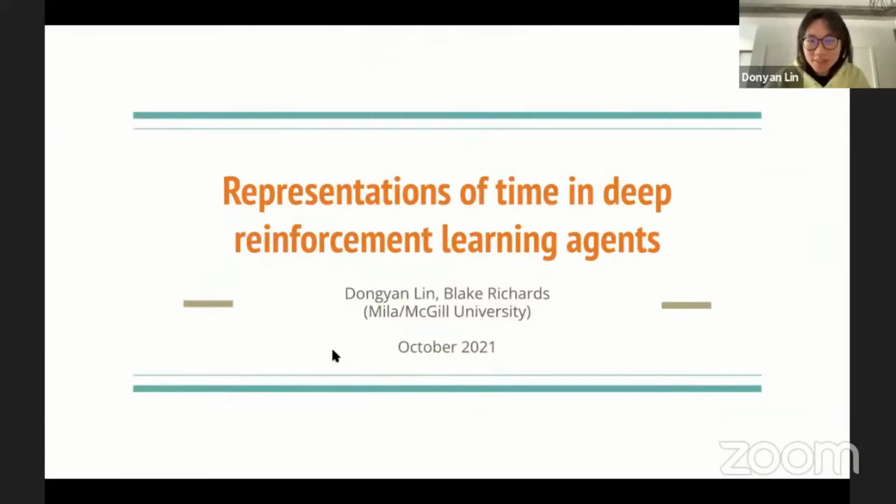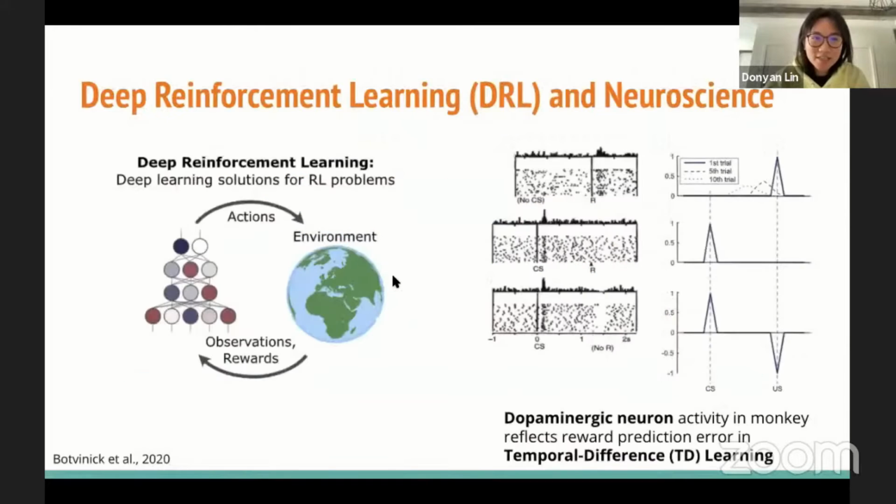I'm going to talk about the representations of time in deep reinforcement learning agents today. And just to give you a brief background, in recent years, there's been a lot of advancement from the collaboration of AI and neuroscience. In particular, one field of AI, deep reinforcement learning, which uses a neural network to solve reinforcement learning problems, has been seen in a lot of collaborations with neuroscience.